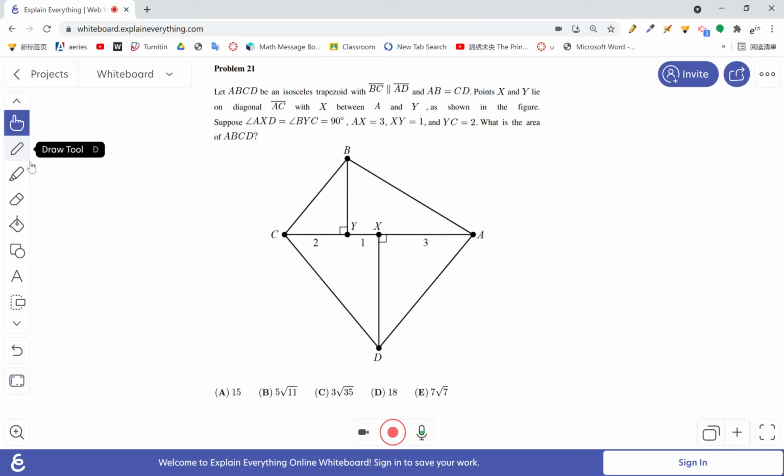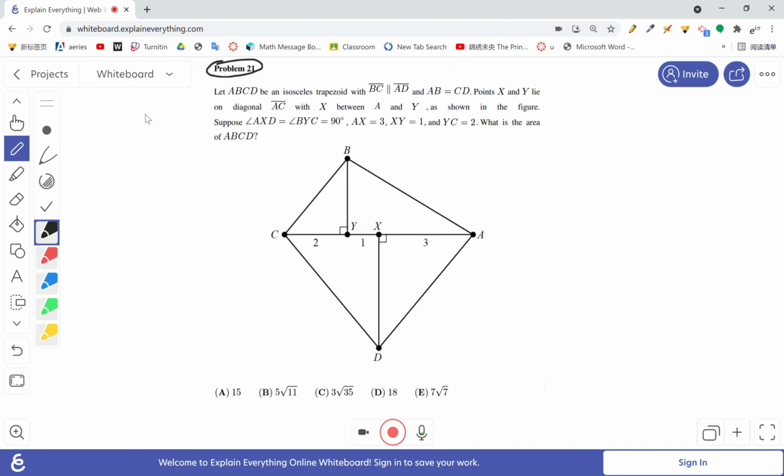So today is finally the day that AMC 12A and 10 is over, and now we're going to be explaining the 2021 Fall AMC 12A Problem 21.